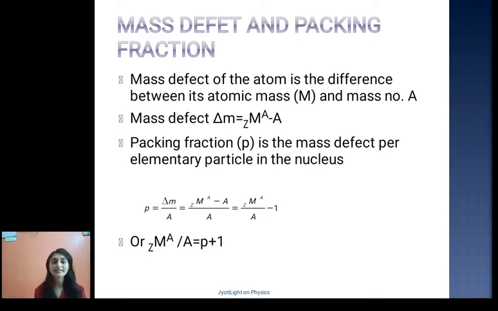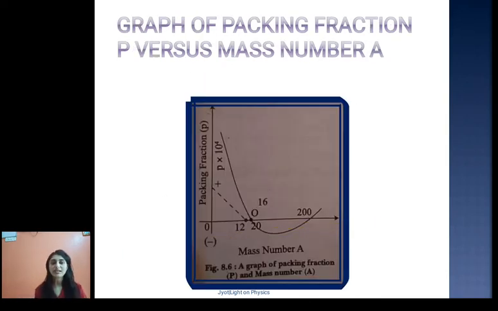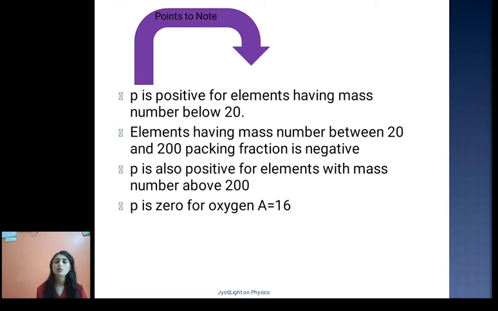So delta M we know is ZMA minus A, upon A, and if we divide both the terms by A, we get ZMA upon A minus 1. If we shift 1 to that side, what we get is ZMA upon A, which is nothing but P plus 1. Now if we plot the graph of packing fraction versus mass number A, the nature of the graph is like this. So what are the points to be noted from this graph?